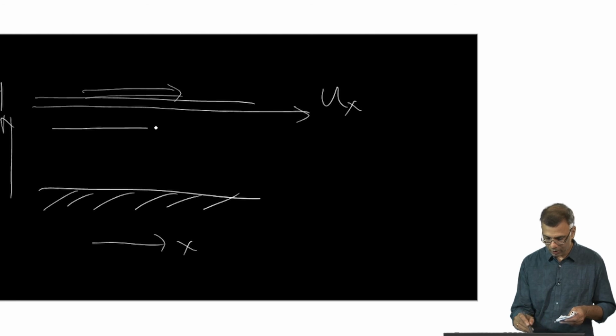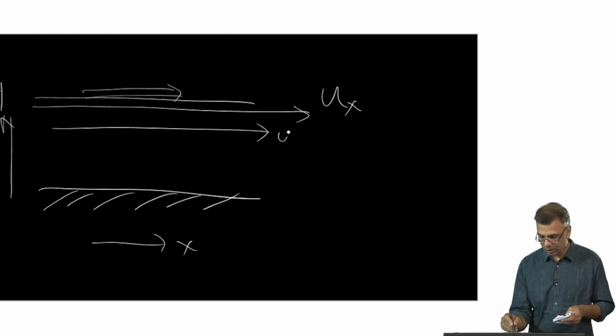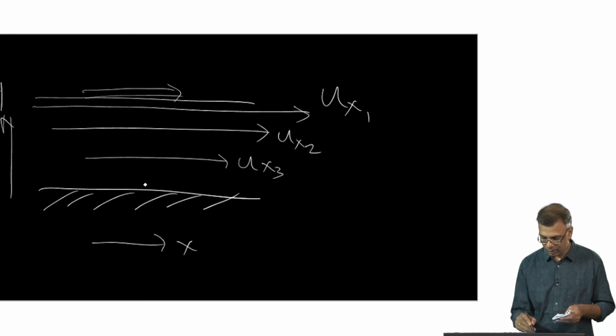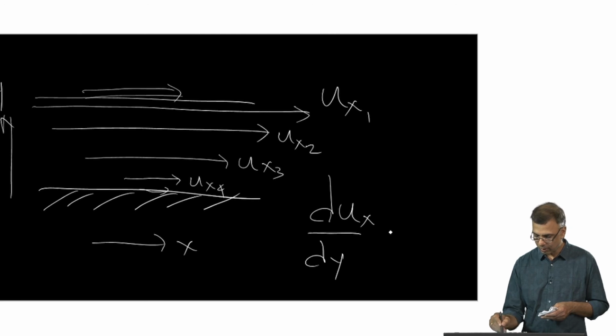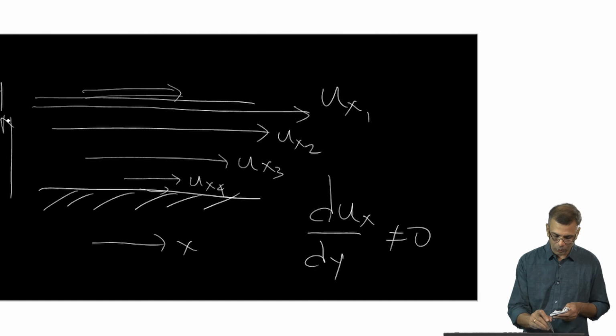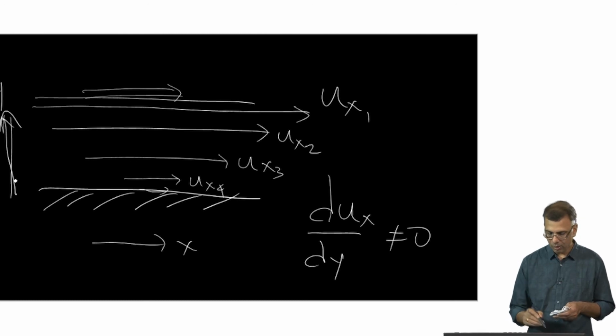but not nearly as fast, flowing with a slightly reduced velocity. This one is, say, ux1, ux2. The next layer would flow slightly reduced like this, until you come to the bottom where the honey actually sticks, and there's practically no velocity. And if you wish, you can also draw ux4. In other words, there is a dux/dy that is non-zero. There's a gradient. I mean, the ux varies with y, right?